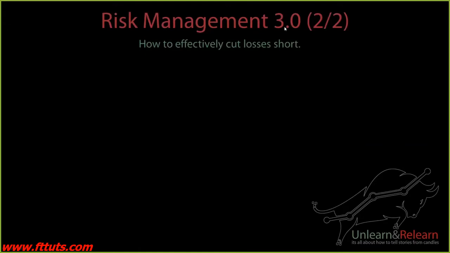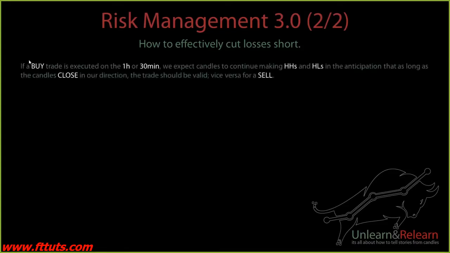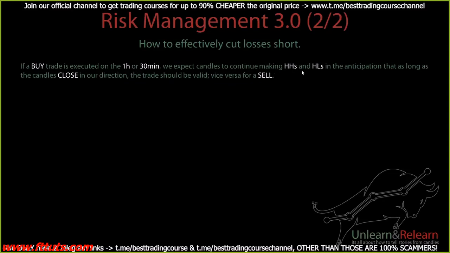Part 2 of risk management 3.0 is how to effectively cut losses short. So if a buy trade is executed on the 1 hour or 30-minute, we expect candles to continue making higher highs and higher lows. So just understand this concept first. If we think price is continuing bullish on the 1 hour and the 30-minute, we want candles to make higher highs and higher lows.